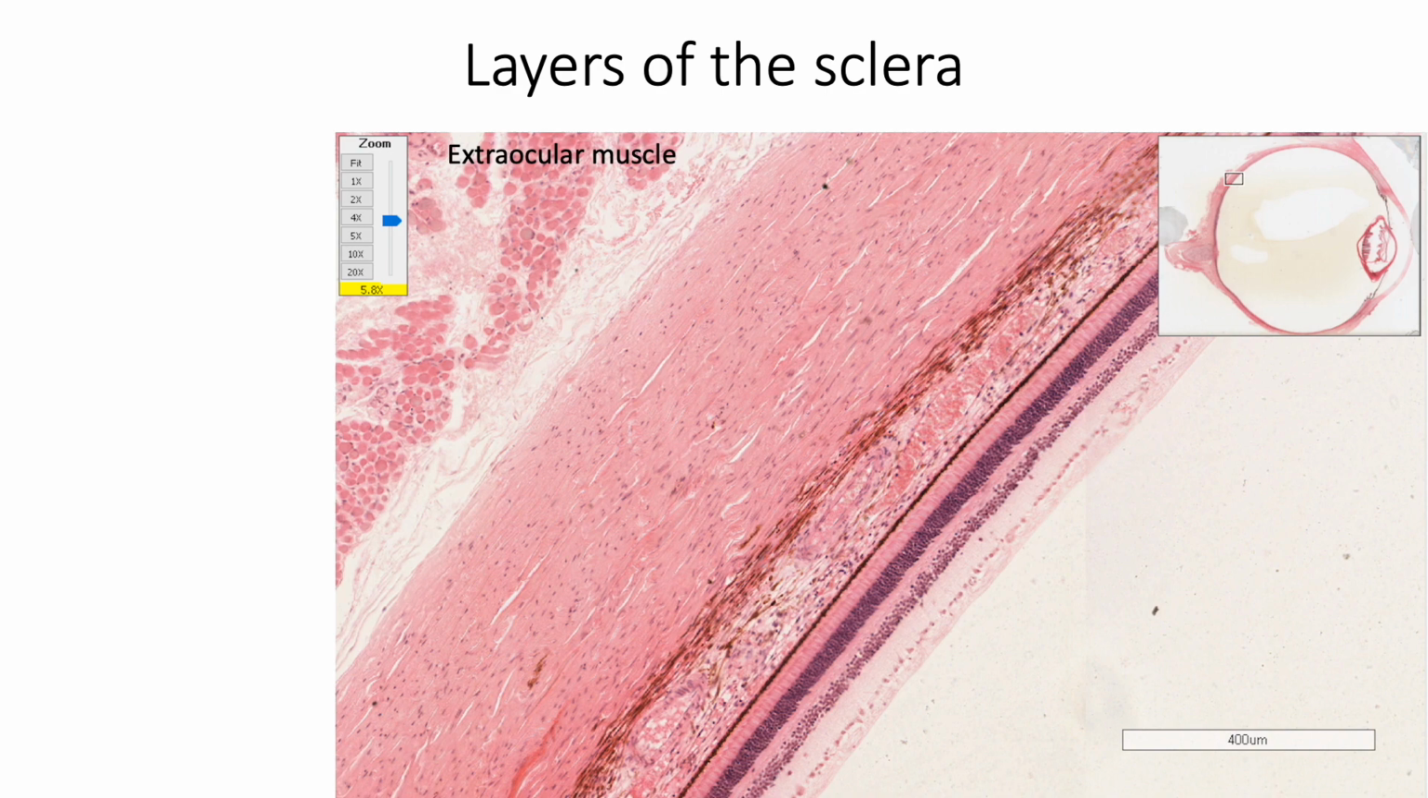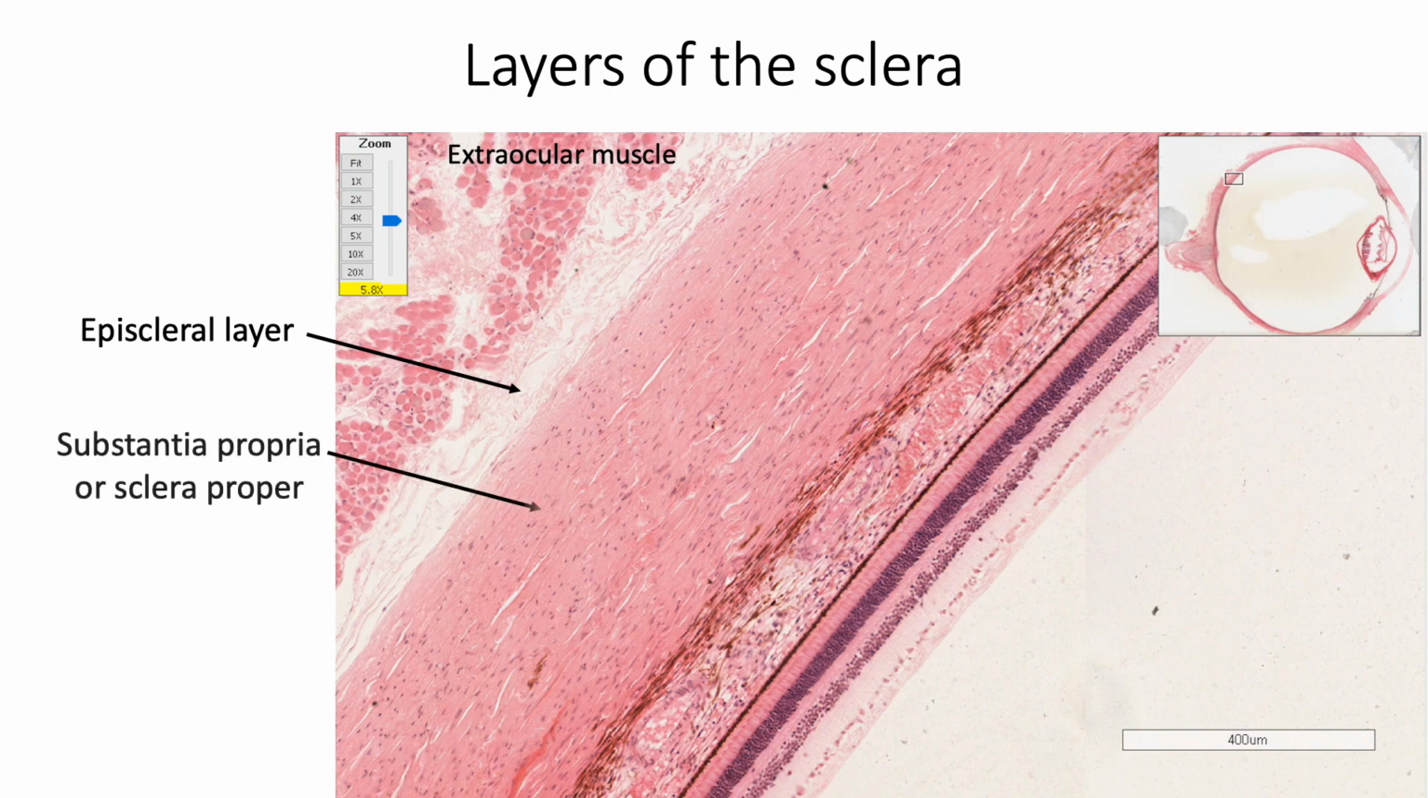Sclera is made of 3 layers. The outermost vascular loose connective tissue layer is called the episcleral layer. Bulk of the sclera is made of substantia propria or sclera proper, which is made up of dense irregular connective tissue with thick collagen fibers. Branching and interlacing of these collagen fibers between the lamellae not only results in scattering of light, making this layer opaque, but also helps in providing tensile strength so that the layer can withstand the pull of the extraocular muscles.